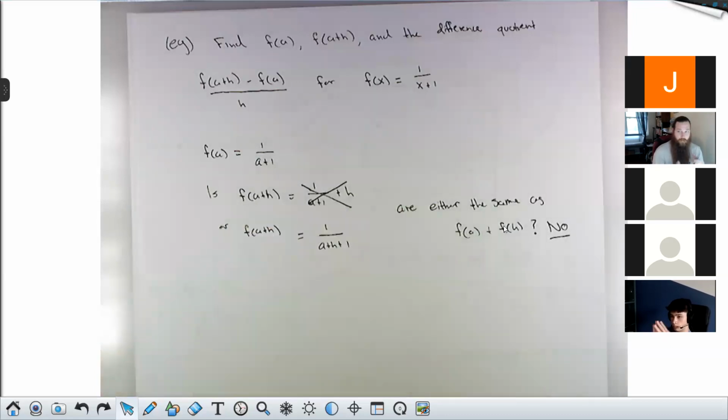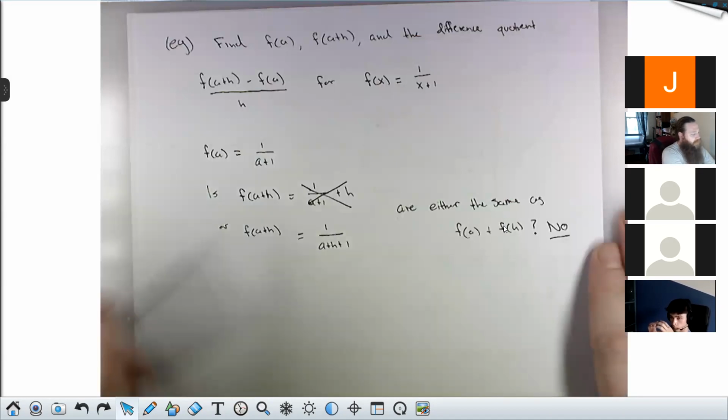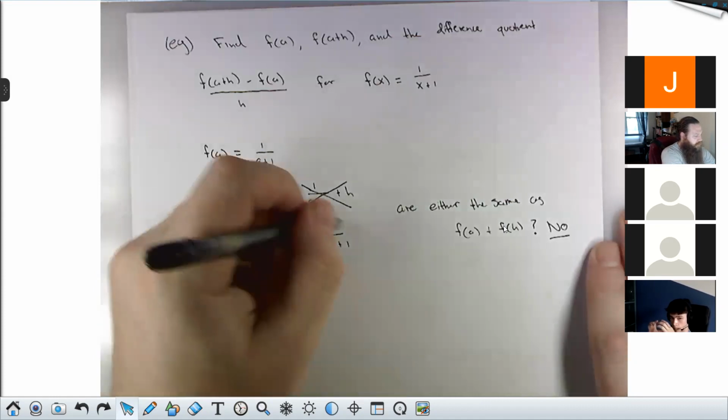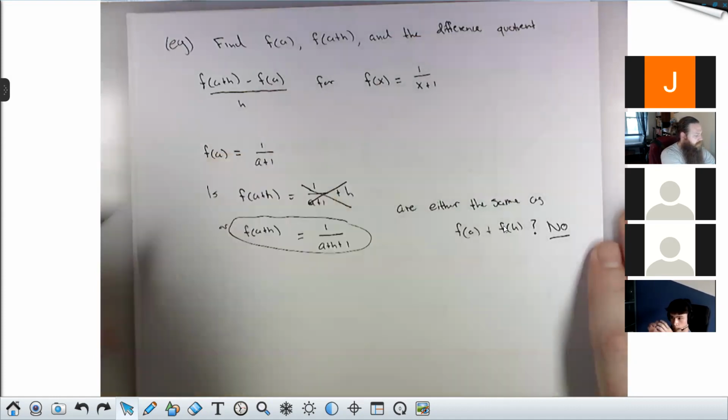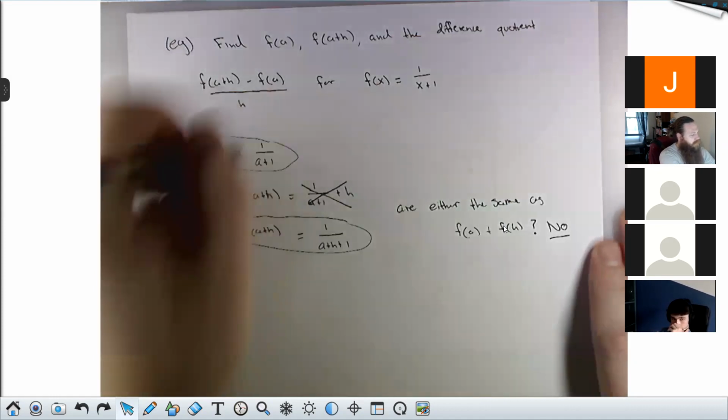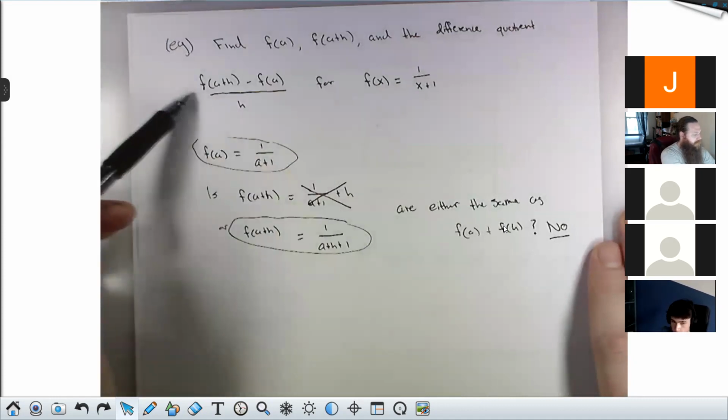And you want to be careful, sometimes using parentheses if there are any powers or numbers multiplying the x, to make sure that you follow your order of operations. All right, I've got f of a plus h. This is the correct one. I've got f of a. So now I'm ready to build my difference quotient.